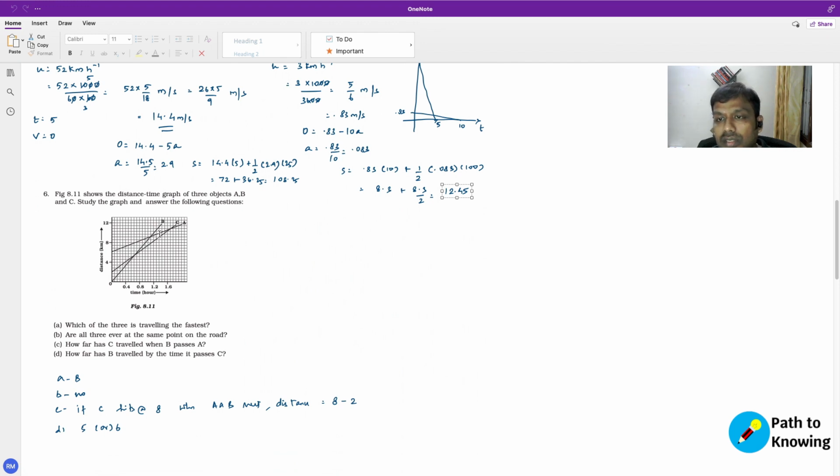When did B pass C? So B has passed C at this point in time, right? The car B and C have met here. Now, car B has actually started from 0 only, so it is just sufficient that we find what this value is. If you consider this value to be 5 or 6, it means that car B has traveled 5 or 6 kilometers by the time it has crossed C.